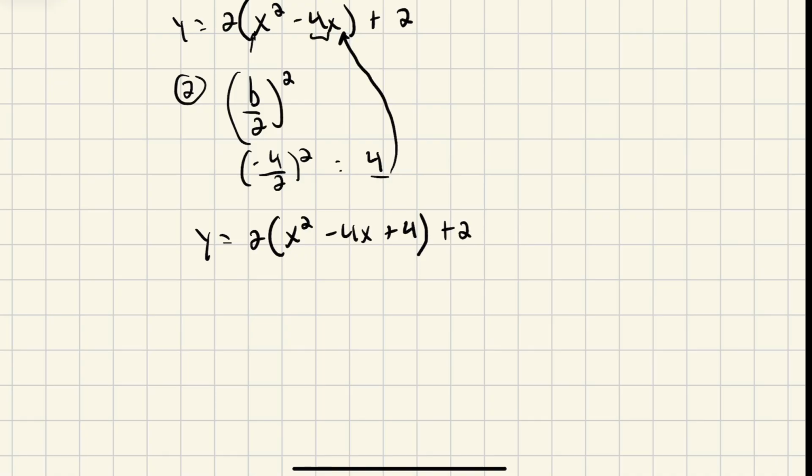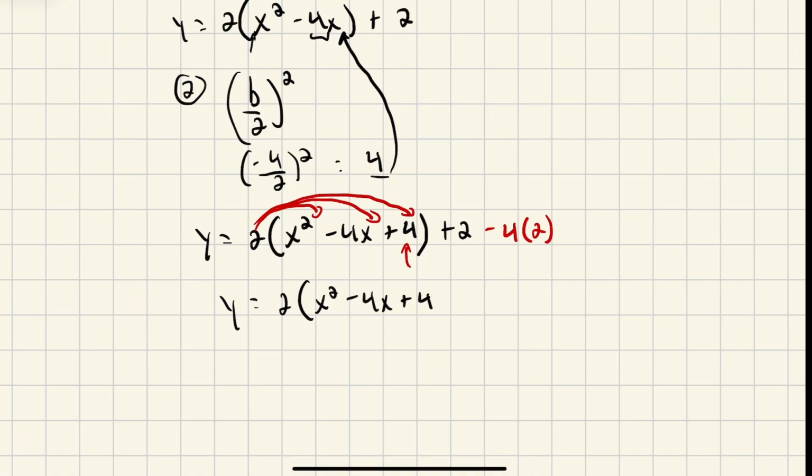Now, in order to make sure that the ratio remains the same here, whatever we've added inside the bracket, we have to undo it somewhere in the equation. Otherwise, we're changing the ratio of the entire equation, which means that we're actually changing the equation. So I'm going to go plus 4, then minus 4. Now that 4 is also subject to the 2 because everything inside the bracket here is subject to the 2. So I would have to go 4 times 2. And so I go y equals 2 x squared minus 4x plus 4 plus 2 minus 8.